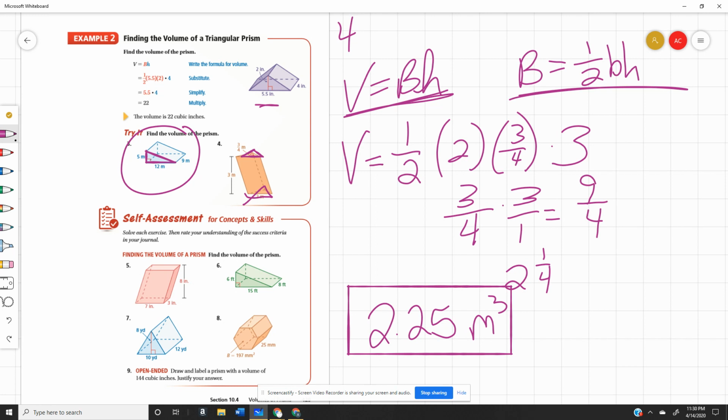And all I did, guys, was follow basic math. Half of 2 is 1. 1 times 3/4 is 3/4. 3/4 times 3/1. 3 times 3 is 9. 4 times 1 is 4. And then you need to take 9 divided by 4. 4 goes into 9 twice. That's 8. You end up with 1/4, which is the same as 0.25. Okay?